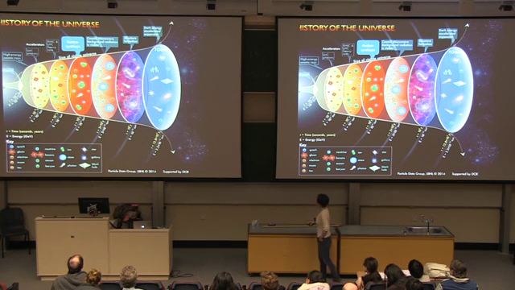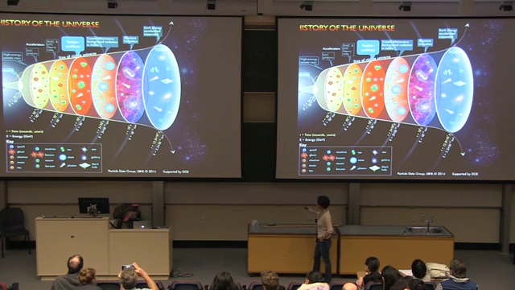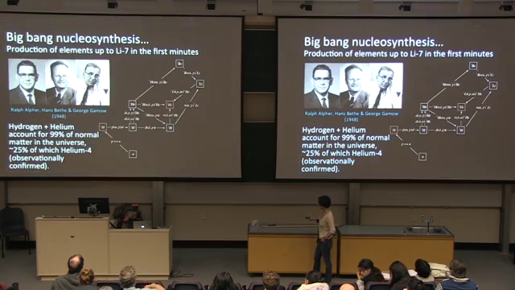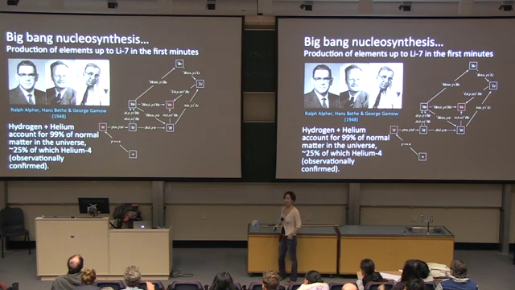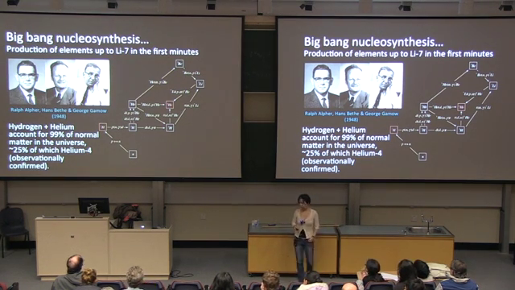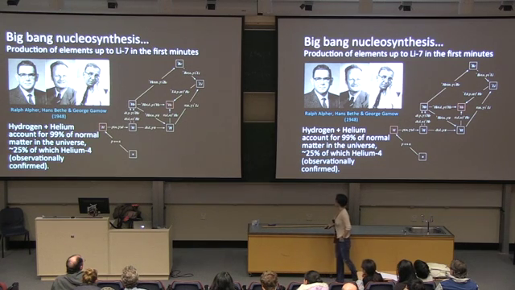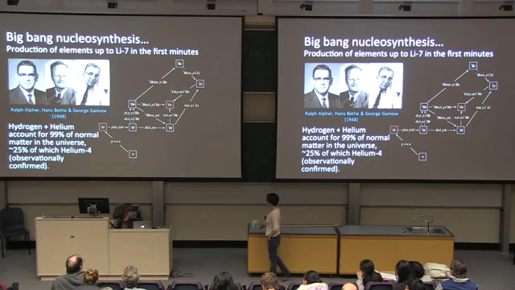Now, there are a few predictions that we can make already in this picture. The first I want to talk about is nucleosynthesis. Nucleosynthesis is the process by which light elements up to lithium-7 were formed in the first minutes after the Big Bang. And basically it was studied by these guys.